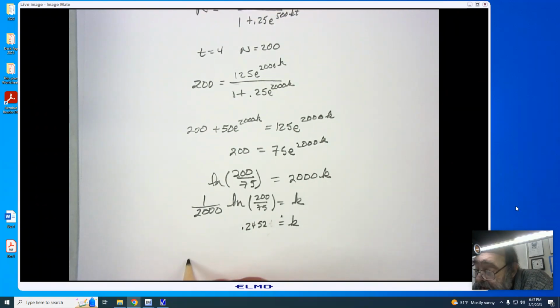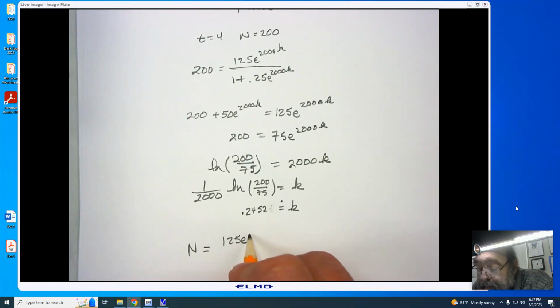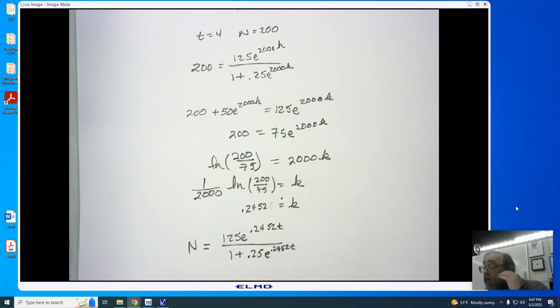So we end up with N of t is equal to 125 e to the 0.2452t divided by 1 plus 0.25 e to the 0.2452t. And now we're going to try to clean this up and get it to a reasonable amount.